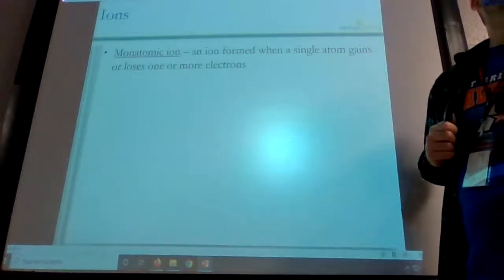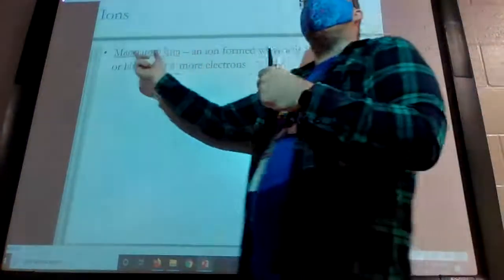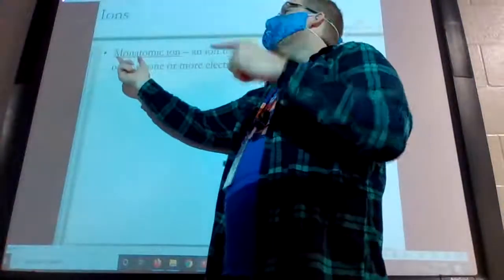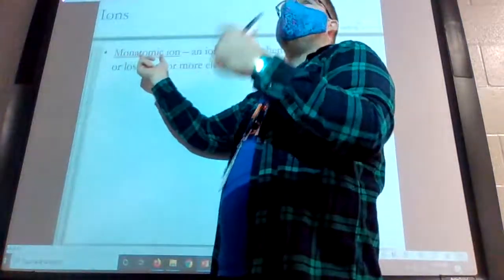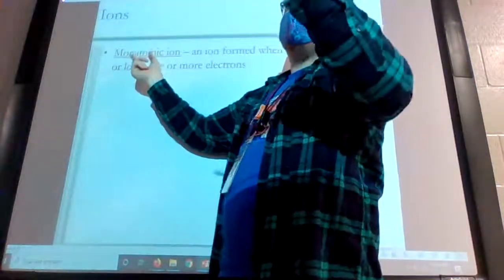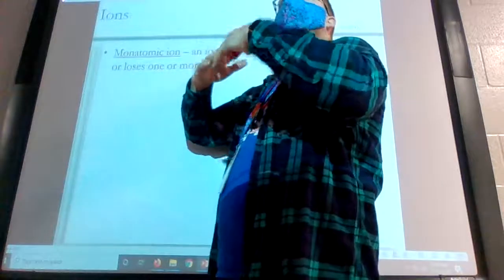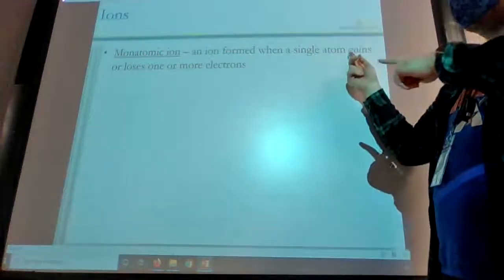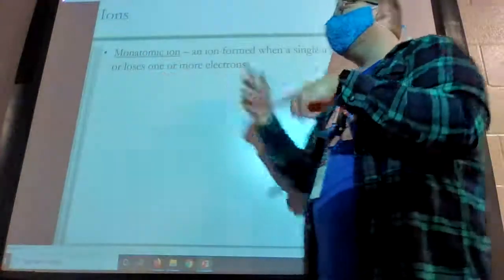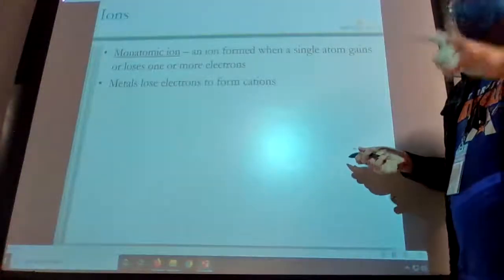Now, terms. Monatomic. What does mono mean? One. So monatomic is going to be an atom that only has one element. It's not going to be a polyatomic ion, which has many different elements. A monatomic ion only has a single atom, and gains or loses one or more electrons. It's going to be very simple.